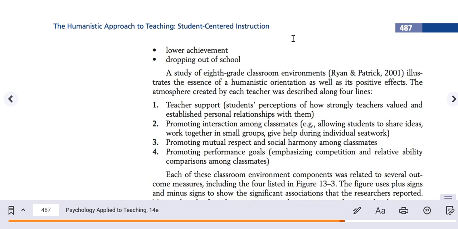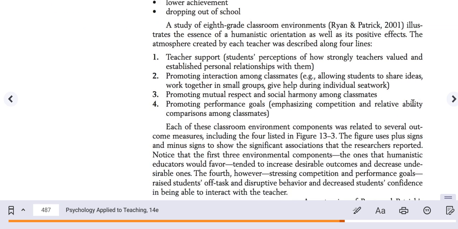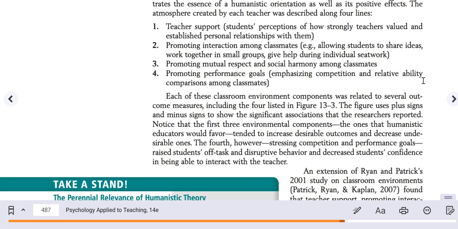A study of 8th grade classroom environments illustrates the essence of humanistic orientation as well as its positive effects. The atmosphere created by each teacher was described along 4 lines: teacher support, promoting interaction among classmates, promoting mutual respect and social harmony among classmates, and promoting performance goals. Each of these classroom environment components was related to several outcome measures, including the 4 listed in Figure 13.3.